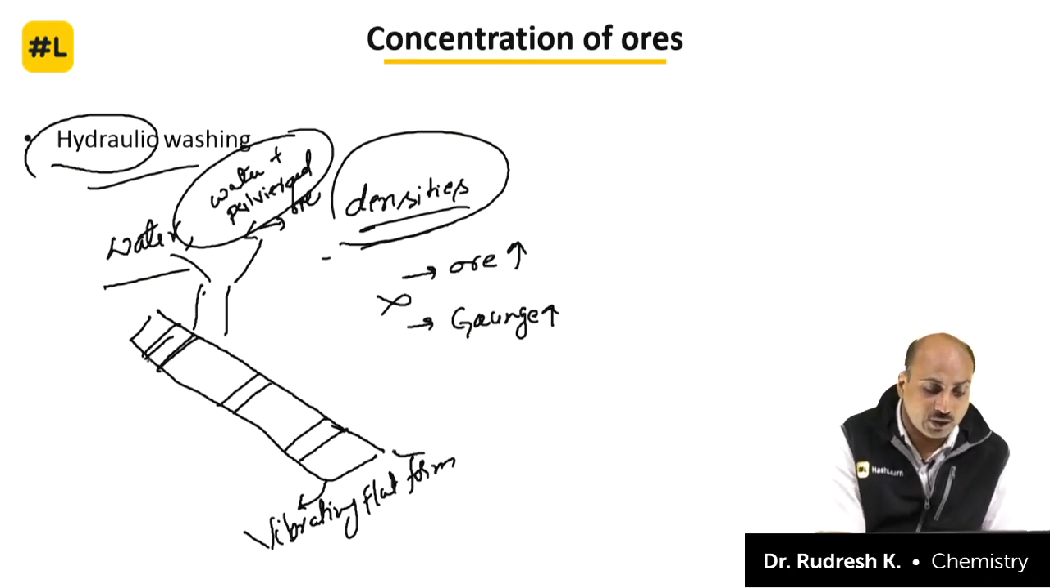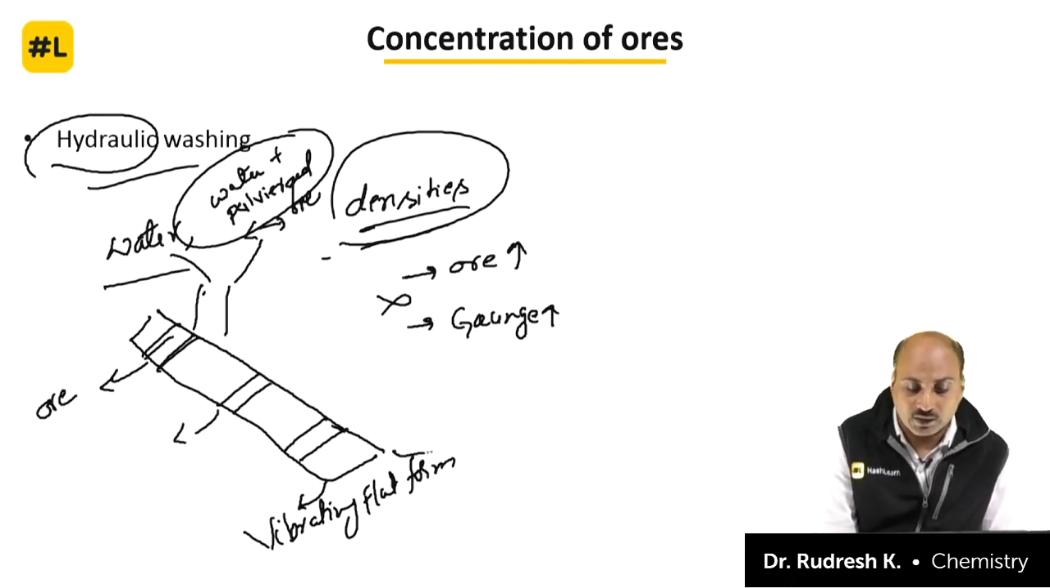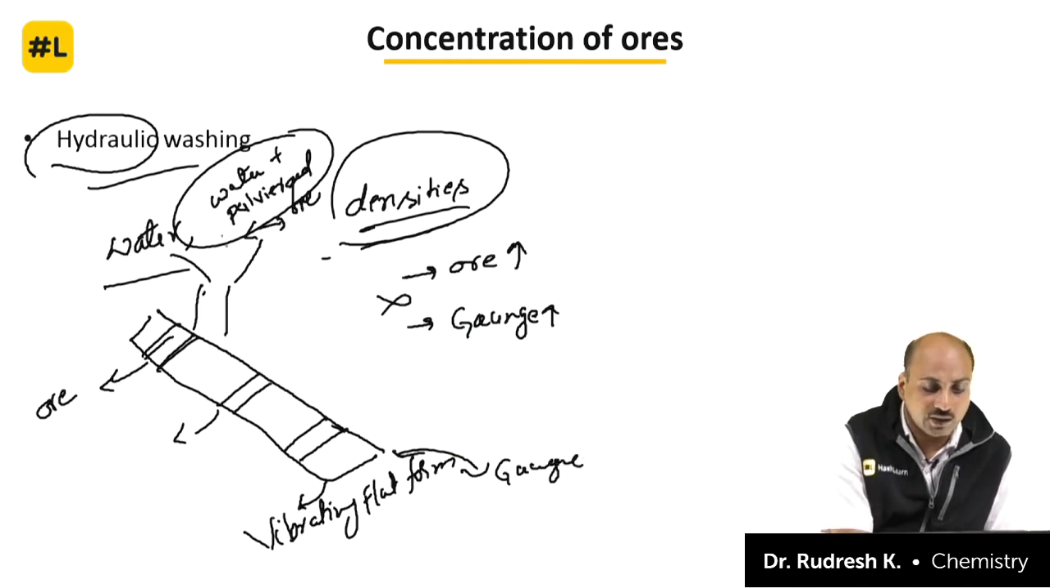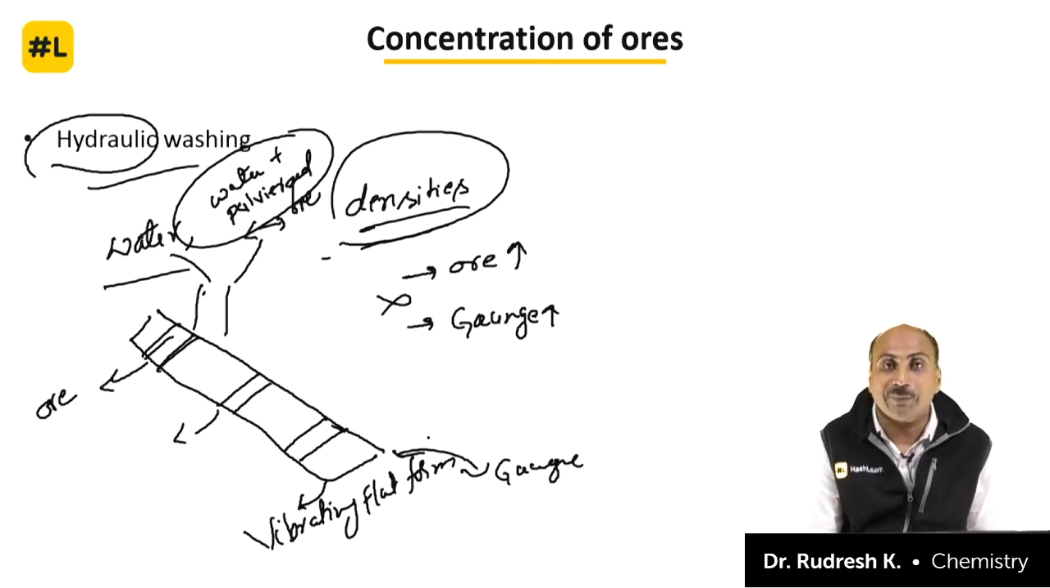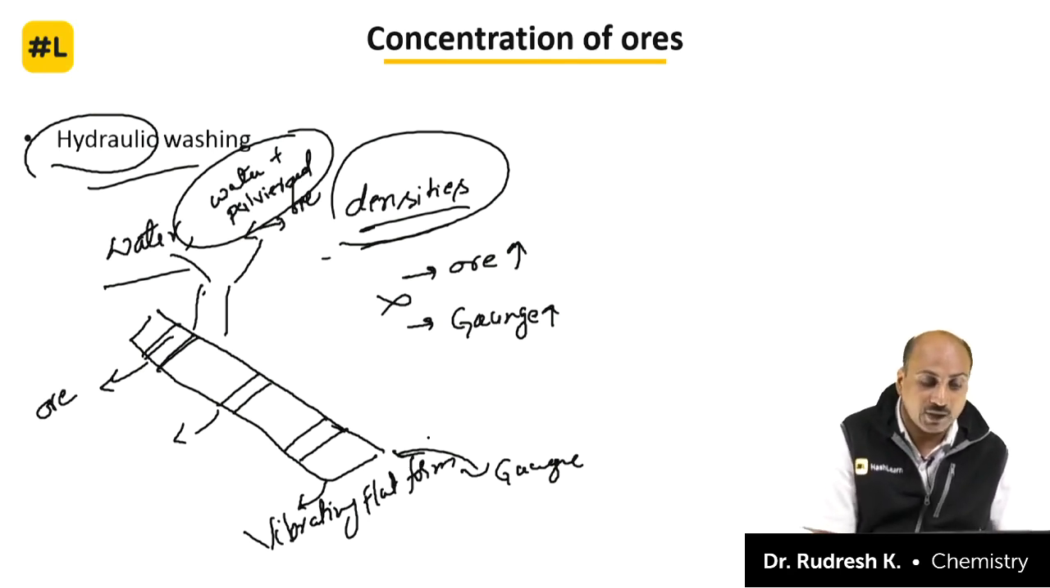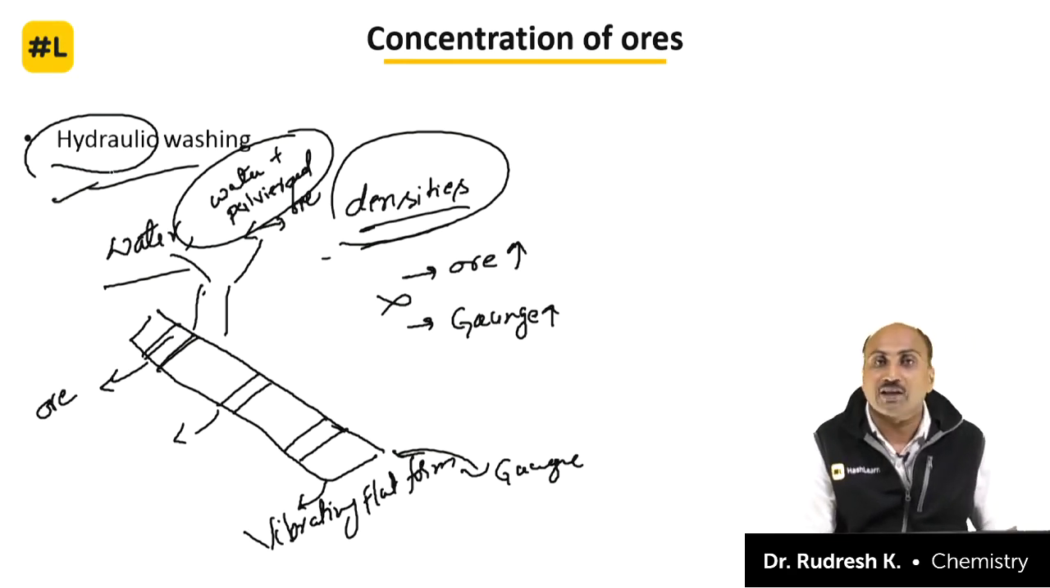Hence, we are able to collect the ore particles in the grooves, whereas the gangue particles will be collected at the bottom, because a continuous stream of water flows through this, which makes the ore and the gangue completely separated. Okay. So, this washing is called hydraulic washing.